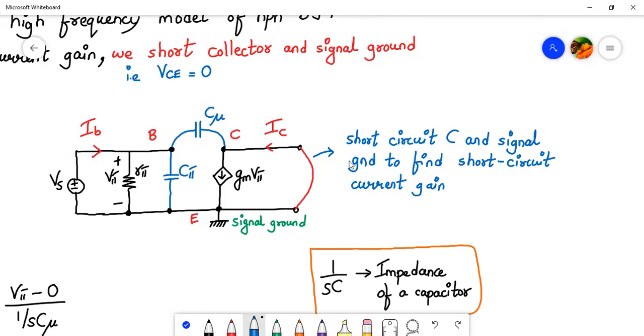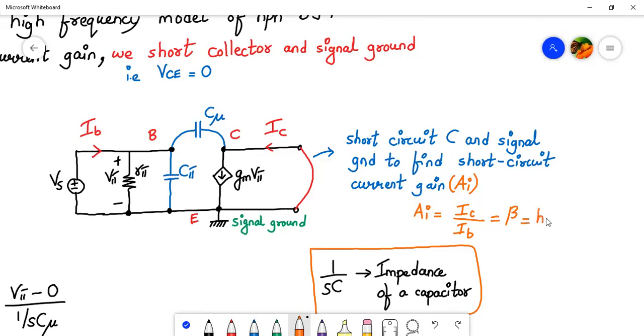So you can easily relate over here. The current gain over here is a function of frequency also, because here we have C pi and C mu, which are frequency dependent. So what will be the current gain over here? The current gain AI will be given by IC, that is the output current, divided by the input current, that is IB. So that is what we are supposed to find, the short circuit current gain AI, that is IC upon IB. And IC upon IB, we know what it is. IC upon IB is nothing but your beta value.